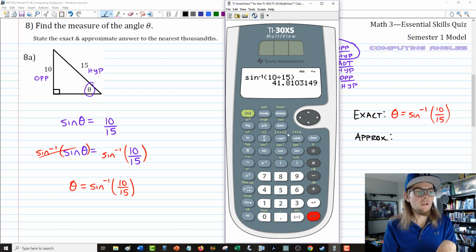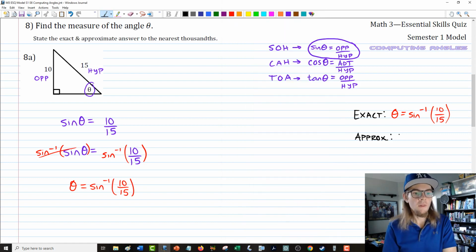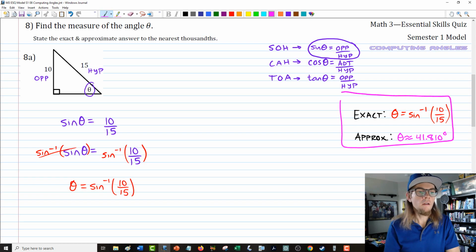I'm going to go ahead and press enter, and it tells us 41.810 degrees. So in other words, theta is going to be approximately 41.810 degrees. And there are our exact and approximate answers.